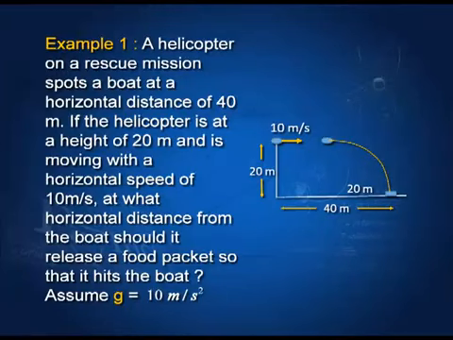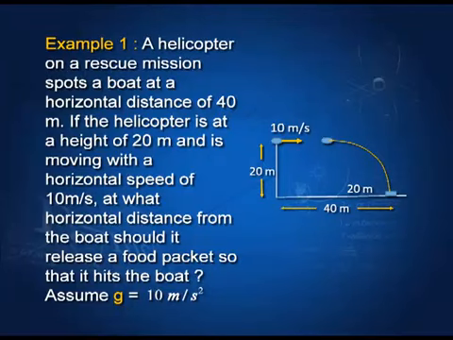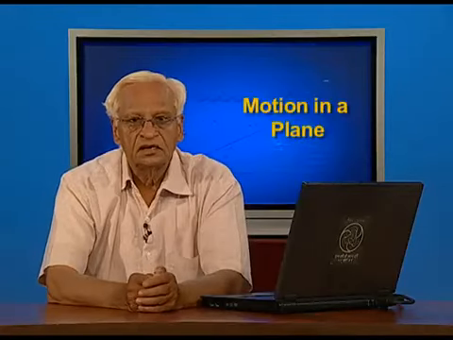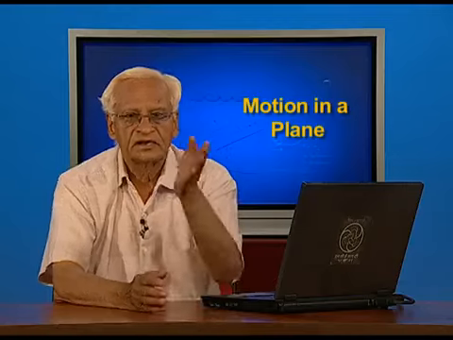If the helicopter is at a height of 20 meters and is moving with a horizontal speed of 10 meters per second, at what horizontal distance from the boat should it release the food packet so that it hits the boat? You see, the food packet, as you recall, would have the horizontal velocity of the helicopter. So, the food packet starts with a velocity of 10 meters per second. So, remember this, and we are going to take g equal to 10 meters per second square for the simplicity of calculations. So, let us solve this problem for the helicopter pilot, so that he does not make a mistake.